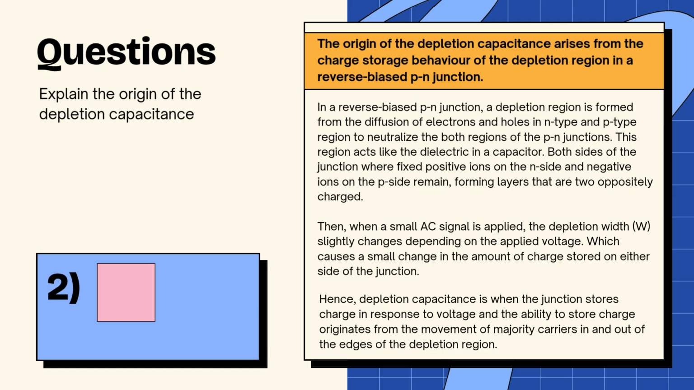On both sides of the junction, fixed positive ions on the N side and negative ions on the P side remain, forming two oppositely charged layers. Then, when a small AC signal is applied, the depletion width W slightly changes depending on the applied voltage, which causes a small change in the amount of charge stored on either side of the junction. Hence, depletion capacitance is when the junction stores charge in response to voltage, and the ability to store charge originates from the movement of majority carriers in and out of the edges of the depletion region.